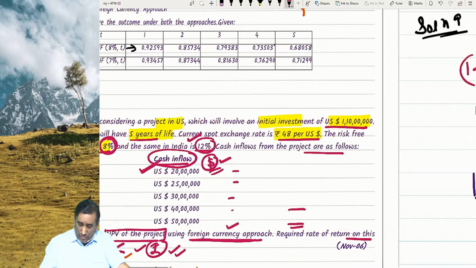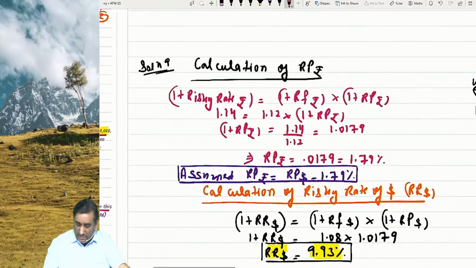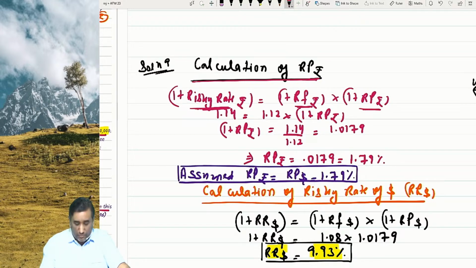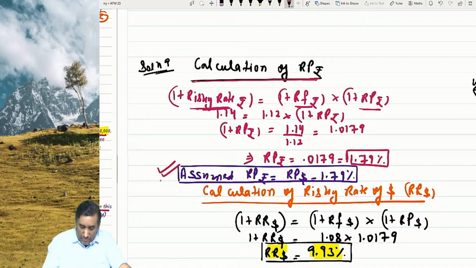So if I look at the first part of the answer, what I do is calculation of the risky rate of rupee, risk free of rupee, which will give me the risk premium of rupee. And using that risk premium of rupee, 1.79, it will be assumed, they do not write but you write in the exam, assumed risk premium of rupee is equal to risk premium of dollar, and that will give you 1.79. Then you can calculate the risky rate of rupee, and this will become your discount rate.